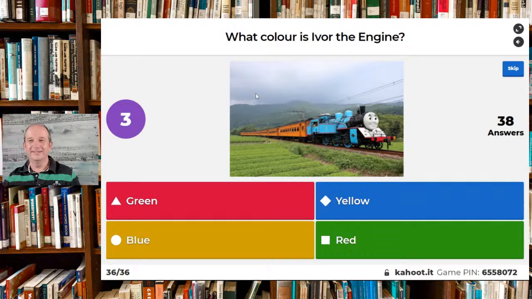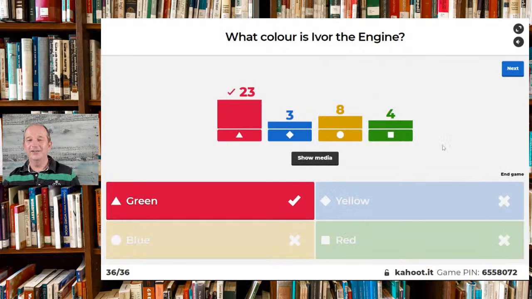3, 2, 1, and the correct answer is green. Yep, Ivor the Engine was green. I was a little bit naughty there. That was Thomas the Tank Engine in the picture, who is blue. So that was a bit mean. That wasn't my suggestion. Someone said, you should put Thomas the Tank Engine in there. So that's me trying to be a little bit misleading there. So well done, 23 of you getting that right. And that was the last question. So thank you very much. The final answers will be revealed in a moment.